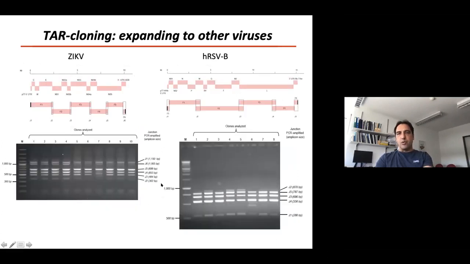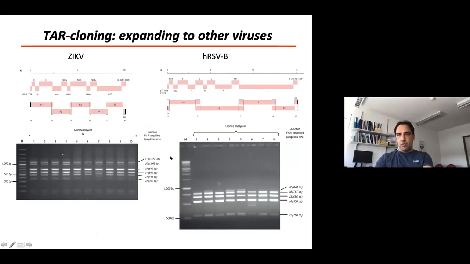We then also went beyond coronaviruses to go into virus families that are also known to have here and there some problems in cloning, in maintaining a full-length cDNA stably in E. coli. So we used here Zika virus, where we amplified fragments from viral RNA from cell culture grown virus. And as you can see here again, the assembly or TAR cloning was very efficient.